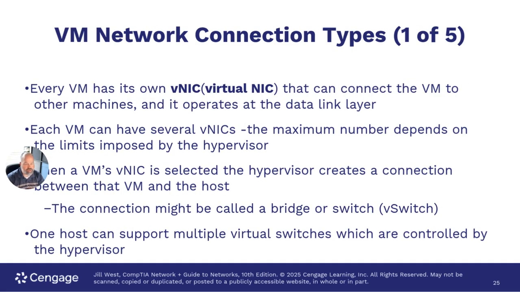Every virtual machine gets its own virtual NIC. Think of this like a digital network card that operates at the data link layer. VMs can have multiple VNICs depending on what the hypervisor allows. It's like having multiple phone lines. And when you select a VNIC, the hypervisor creates a connection between the virtual machine and the host called a bridge or vSwitch. One host can support multiple virtual switches, all controlled by the hypervisor. It's like having a virtual network department inside your computer.